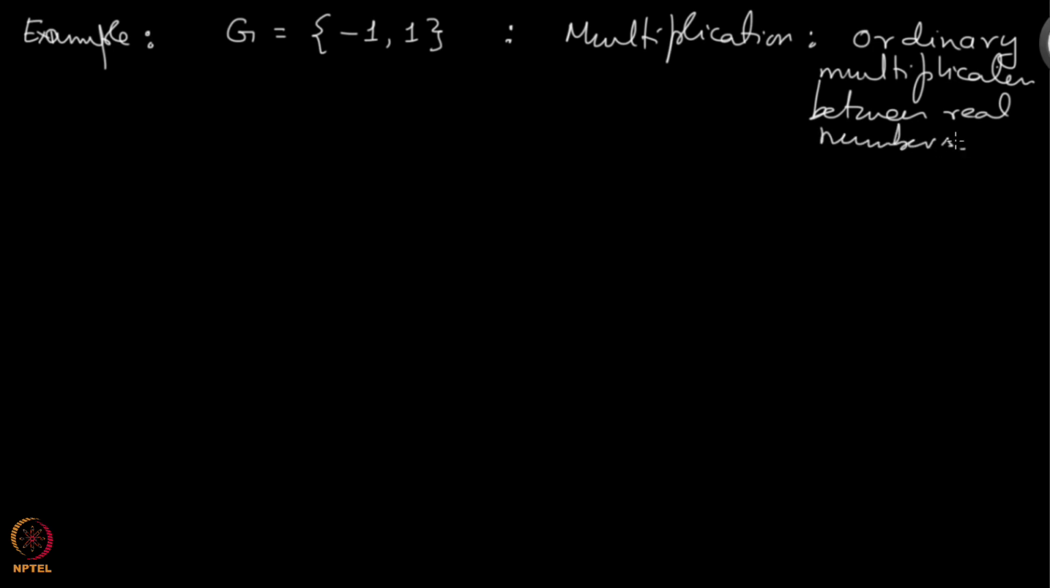Okay. So, now I have specified what is multiplication. So, let us check whether this is a group. Is it closed under multiplication? Yes. Let us see what are all possible multiplications that you can make. You can multiply this element to itself, you can multiply this element to itself, or you can multiply these two. And in all the cases, whatever you get is again a number in G. For example, 1 times 1 is 1, minus 1 times 1 is minus 1. So, it is clearly closed. Okay. So, closure is satisfied.